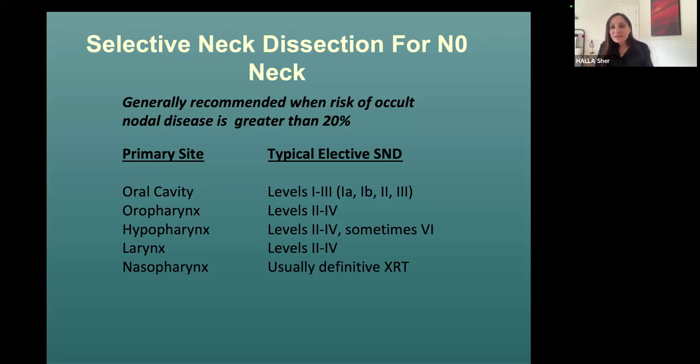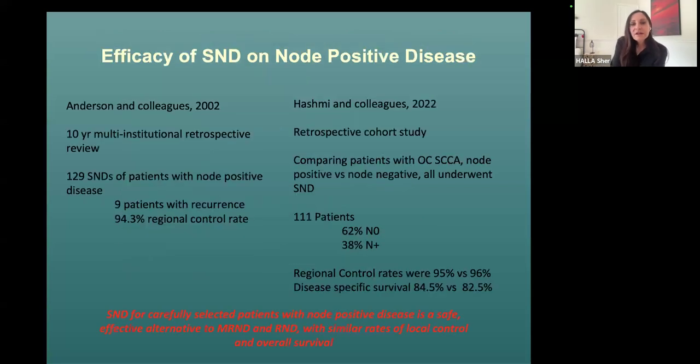The larynx is typically levels 2 through 4. And nasopharynx, in patients who are N0 with a nasopharyngeal malignancy, to address their risk of occult nodal disease, they typically undergo radiation therapy rather than a selective neck dissection. The efficacy of selective neck dissection for node-positive disease, there's a lot of data, but it's not as black and white as the data for N0 necks.